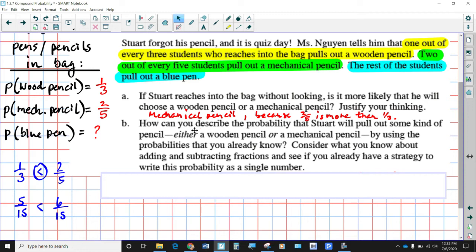So how can you describe the probability that Stuart will pull out some kind of a pencil, whether it's a wooden pencil or a mechanical pencil? By using the probabilities that you already know, consider what you know about adding and subtracting fractions and see if you already have a strategy to write this probability as a single number. Well, I think you know what to do now, right?